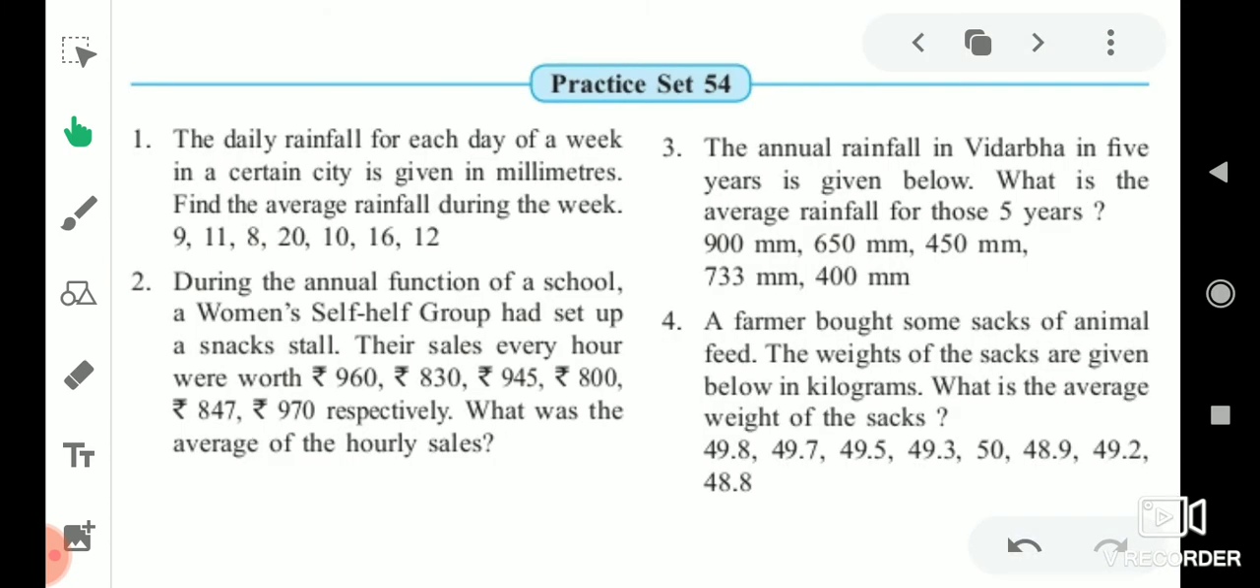Next question is, annual rainfall in Vidarbha in 5 years is given below. What is the average rainfall for these 5 years?